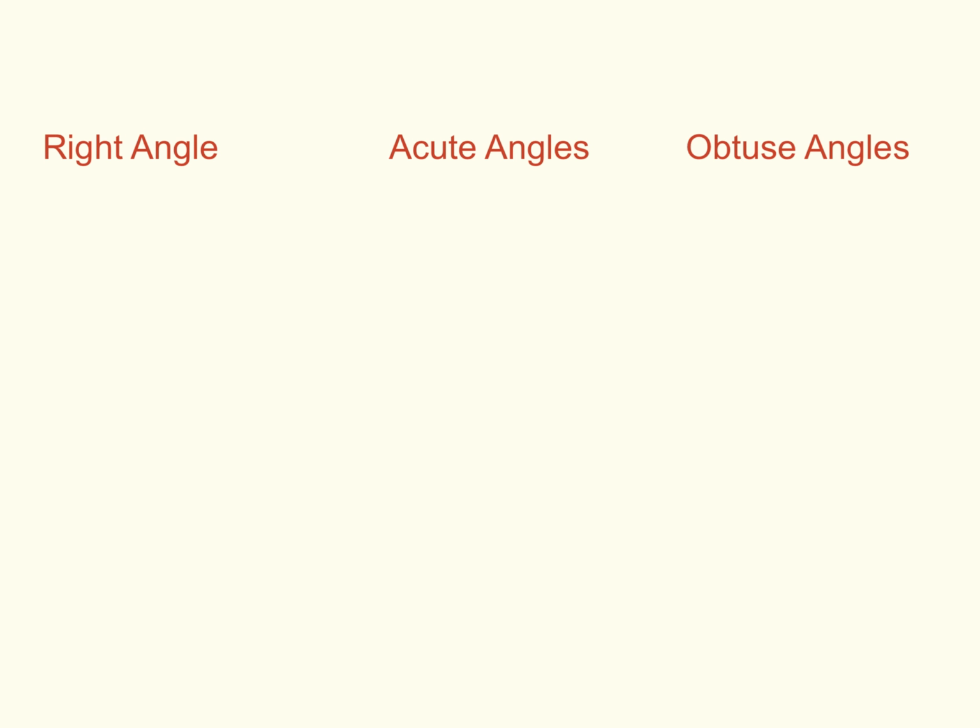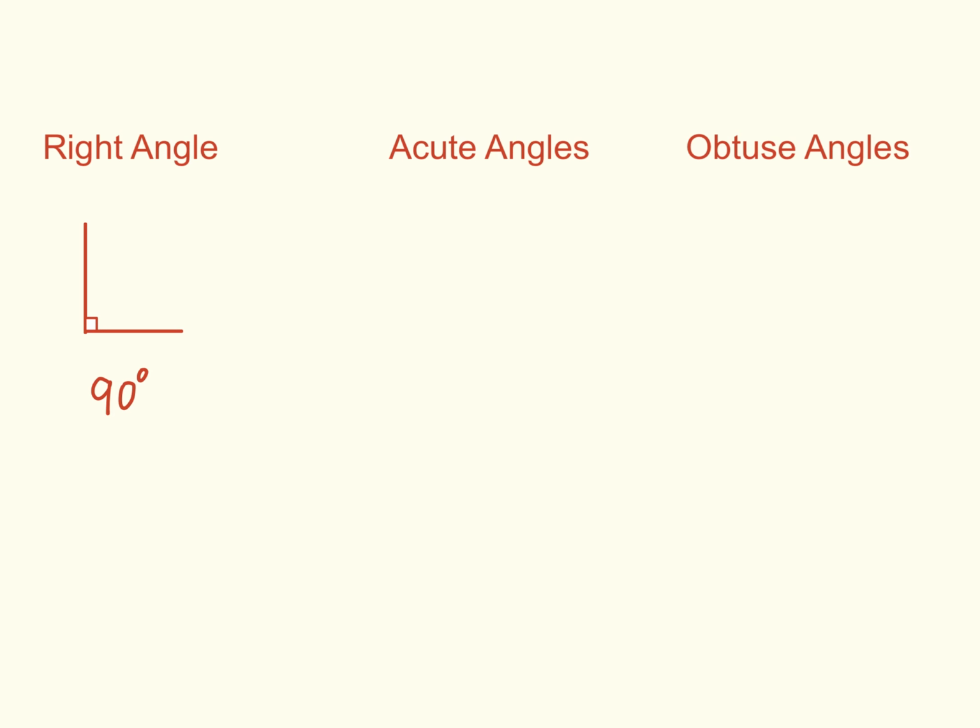There are three types of angles. The first one is a right angle. A right angle is equal to 90 degrees. No more, no less, it has to be precisely 90 to be a right angle.